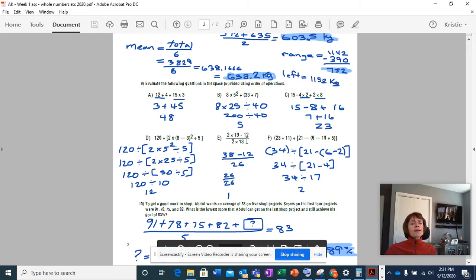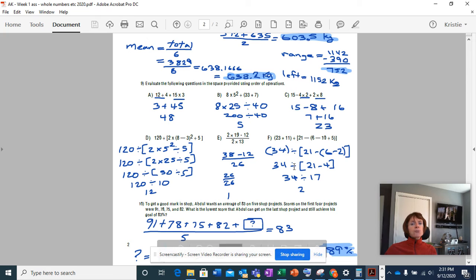In E, treat it like a whole top and a whole bottom of the fraction. Do the whole top, get the answer. Do the whole bottom, get the answer. And at the end, do a division. Just so happens that 26 divided by 26 gives you a 1.